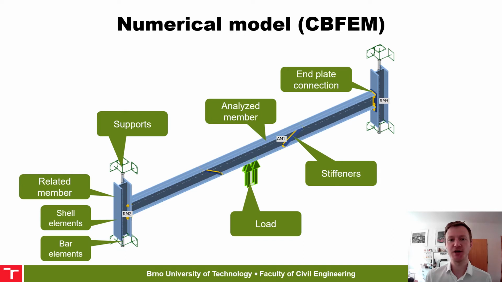The model usually consists of one or more analyzed members, joints, and some related members. It is a multi-level model. The analyzed member is modeled whole by shell elements, the related members in joints by shell elements, and the rest by bar elements. The ends of the related members may be supported. The connections are equipped with special elements simulating the bolts and welds based on the stiffness and resistance provided by codes.